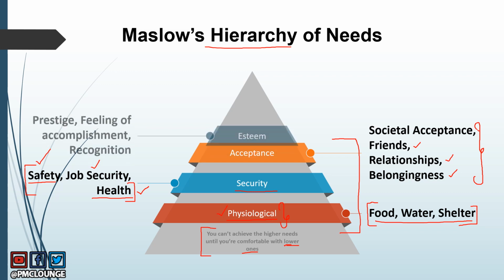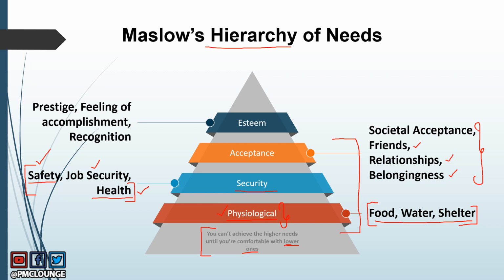Now, number four is going to be esteem needs. This is about prestige. This is about feeling of accomplishment. This is about recognition. And this is where I'd like to continue my example of kids. Once they do good in their tests in school, what do they do? They rush back home and they come to their parents and they show them the result and how good they have done in school. Why? Because they want the feeling of accomplishment.